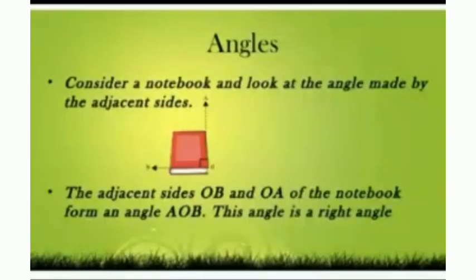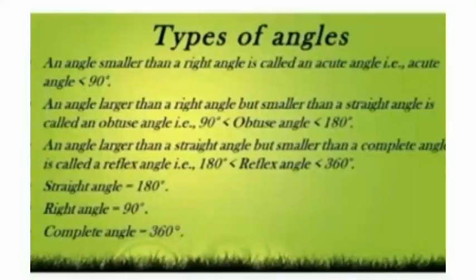So next topic, angles in understanding elementary shapes. Consider a notebook and look at the angle made by the adjacent sides. The adjacent sides OB and OA of the notebook form an angle AOB. This angle is a right angle. Next, types of angle.